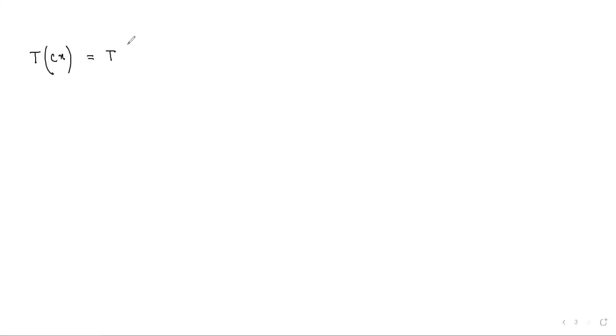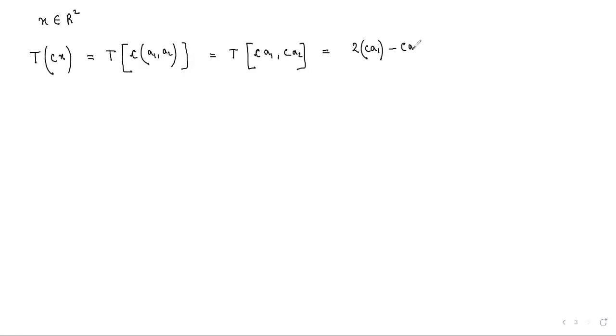T of Cx means T of C into A1 comma A2, because X belongs to the space R2, which is nothing but T of CA1 comma CA2, because this is how the scalar multiplication is defined in R2, and which is 2CA1 minus CA2, because this is the first coordinate and this is the second coordinate, comma 3CA1 plus 4CA2, comma CA1. This is what I am getting from the definition of the transformation.